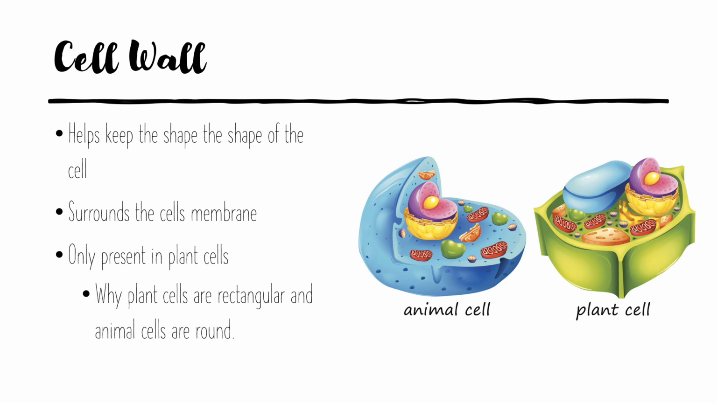The cell wall helps keep the shape of a cell, but is only found in plant cells. And this makes sense, and I wanted to talk about this because plant cells are very structured rectangles, so that cell wall keeps it structured. But animal cells don't have cell walls, so they are round and just have a membrane, a kind of thin layer. I just wanted to talk about this to show you why it's structured like this.